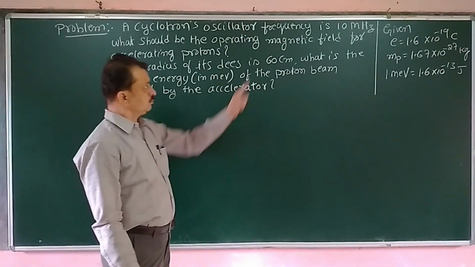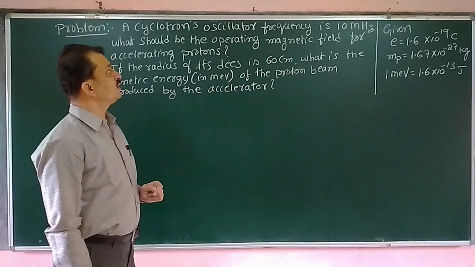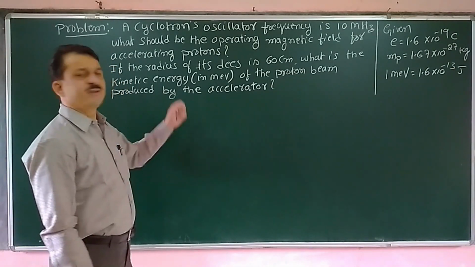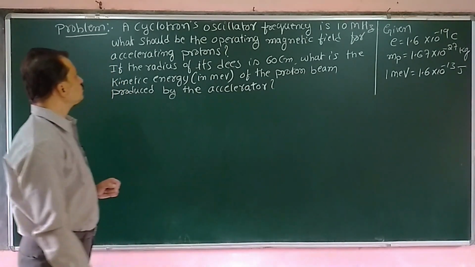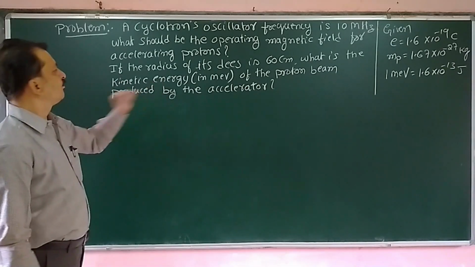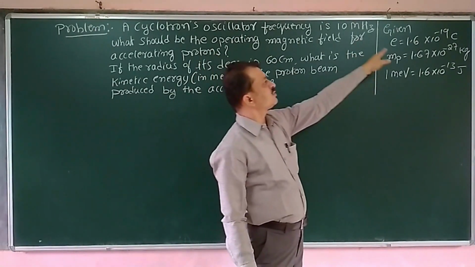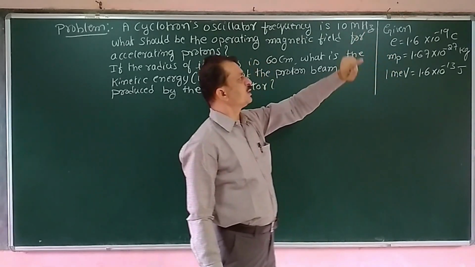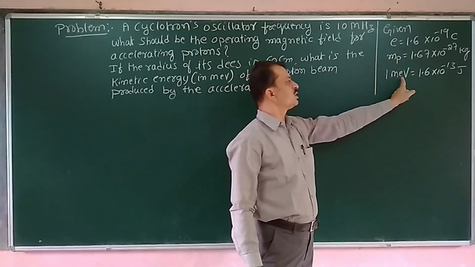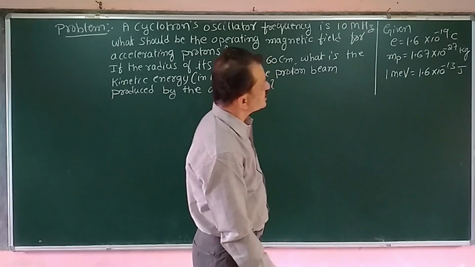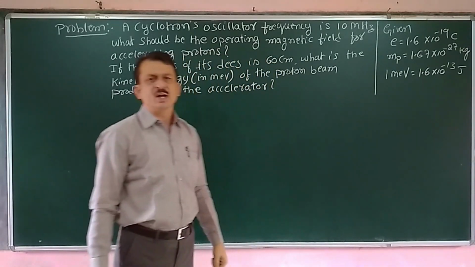The cyclotron's frequency is given, and we have to find out the magnetic field. And also we have to calculate the kinetic energy. Here given, charge of the proton 1.6 into 10 to the minus 19, mass of the proton is given, and 1 MeV is equal to 1.6 into 10 to the minus 13 joules is given.